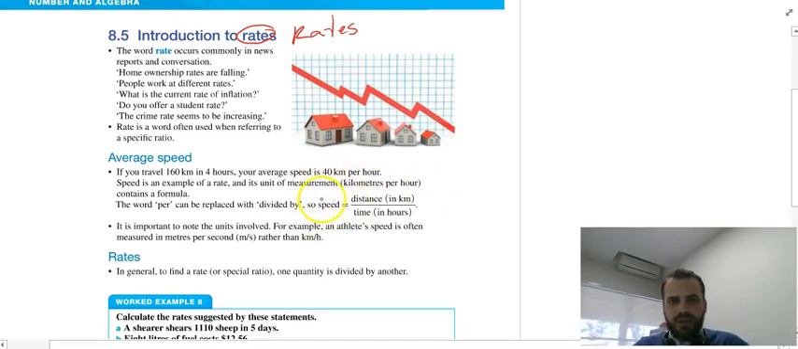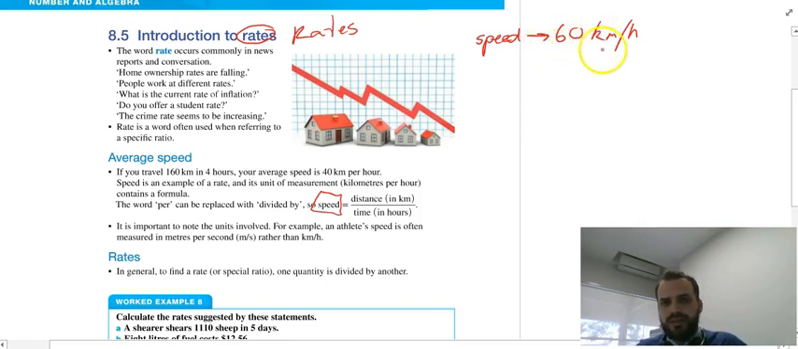A really good example of a rate is a speed. Like, let's say you're driving in your car. When you're driving in your car, you might be driving at 60 kilometers per hour. Now, it's important that you think about how we say that. 60 kilometers per P-E-R hour, kilometers per hour.